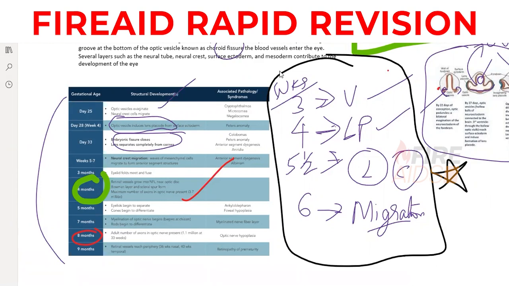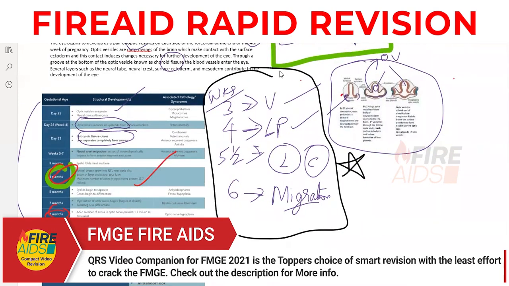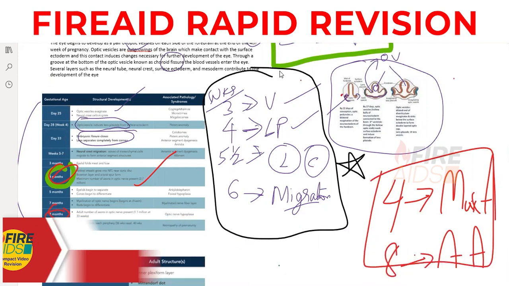Okay. So when it comes to months, the 4th month and 8th month are important. You must remember: 4th month means maximum axons, 8th month means adult axons.